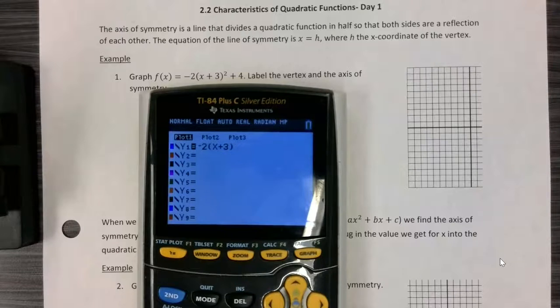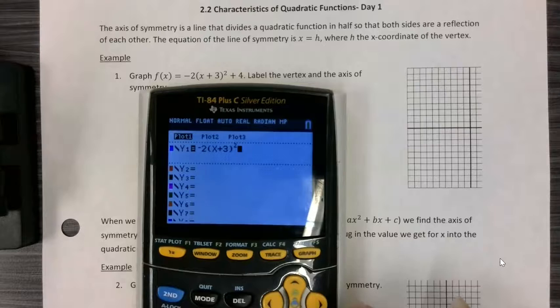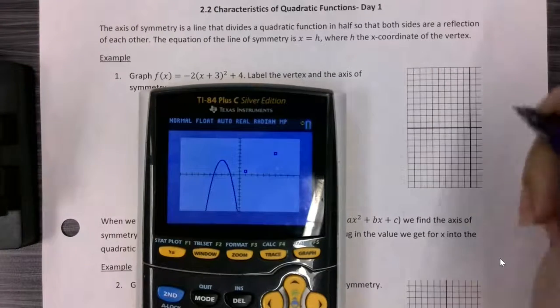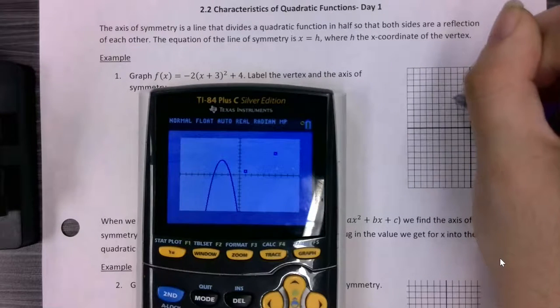You press graph once you type it all in. It's right next to the green alpha button. Y is given to you. Okay, so once I've typed it in, I'm going to press graph. I'm going to ignore the dots on my screen. So my vertex is at negative 3, 4.